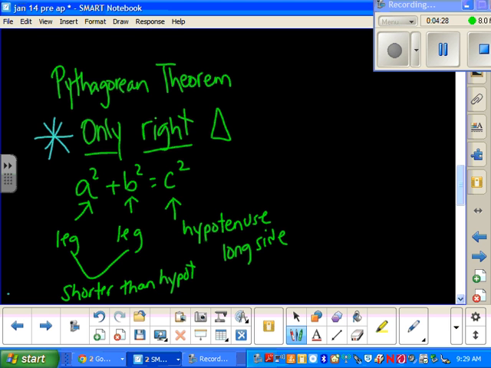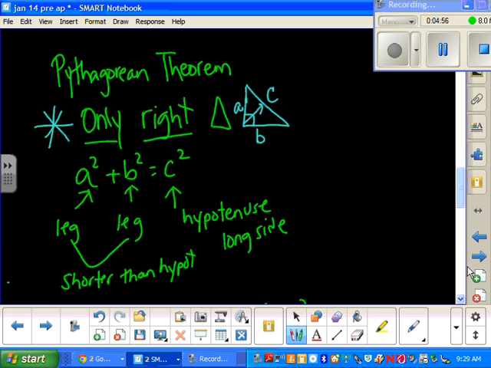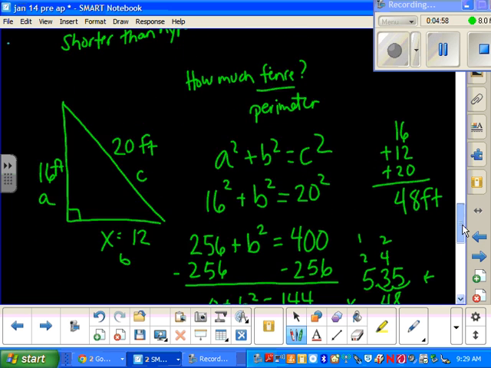As a refresher, that formula is a squared plus b squared equals c squared, where a and b represent your legs. Those are shorter than the hypotenuse. The hypotenuse is the long side. It's the side opposite your right angle. That's a good way to always remember it. The hypotenuse is opposite the right angle, and the right angle is where the triangle's legs meet and form an L. So let's take a look at some problems.